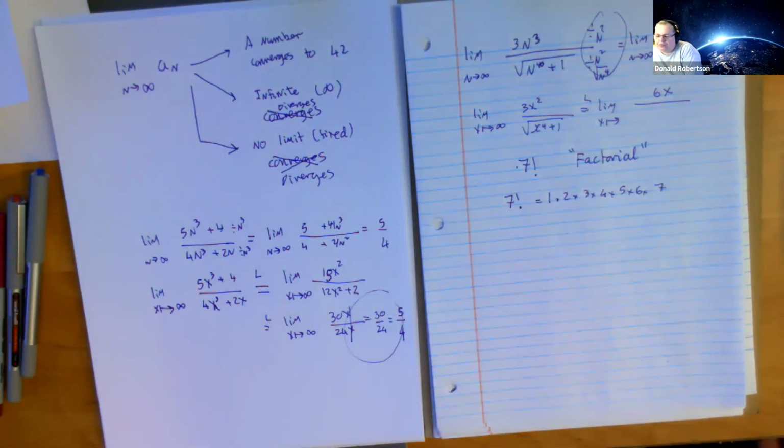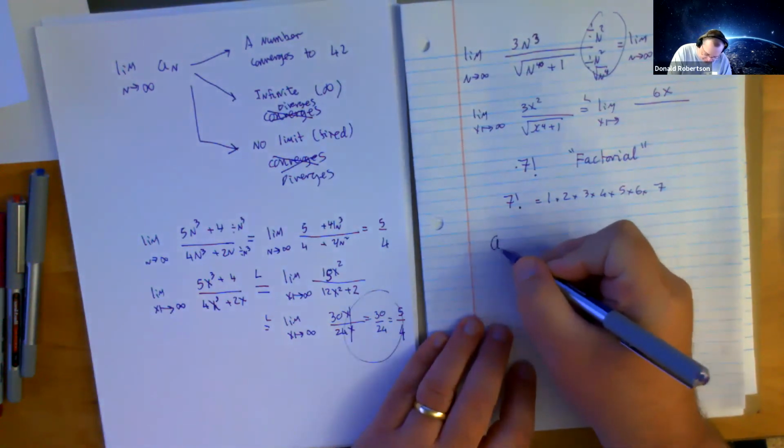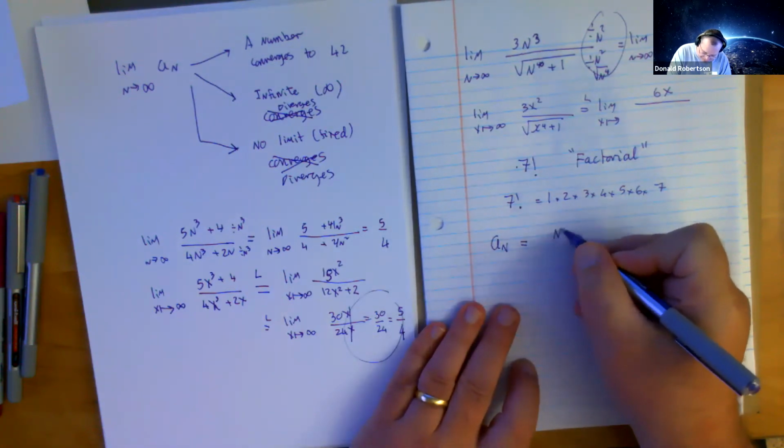Some of your sequences, thankfully not too many, are going to have factorials in them. And they won't be numbers, they'll be n or n plus 1 factorial. So here are some examples of that happening.